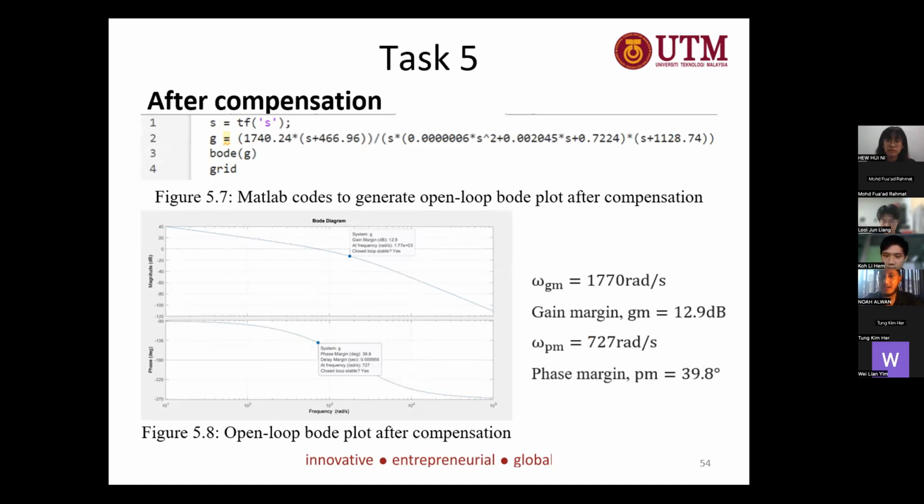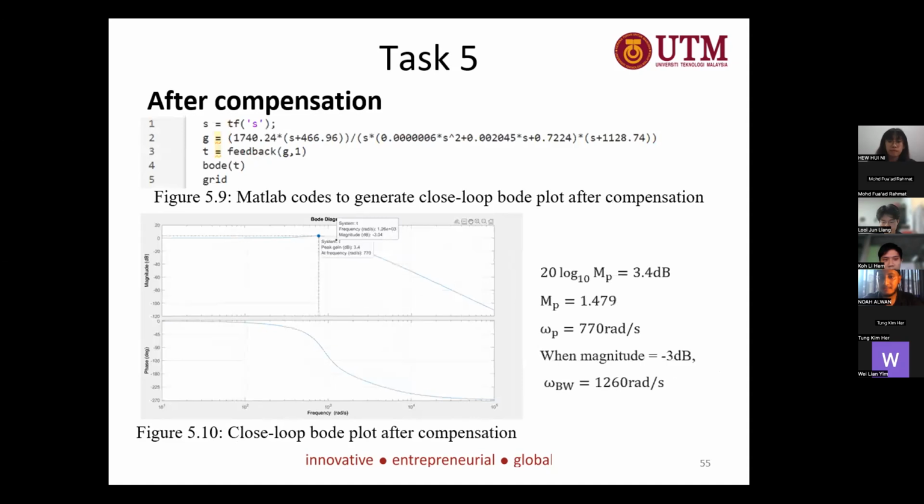So here we have the open loop Bode plot after compensation. We get the gain margin frequency 1770, the gain margin 12.9, and the frequency of phase margin, and the phase margin. Next.